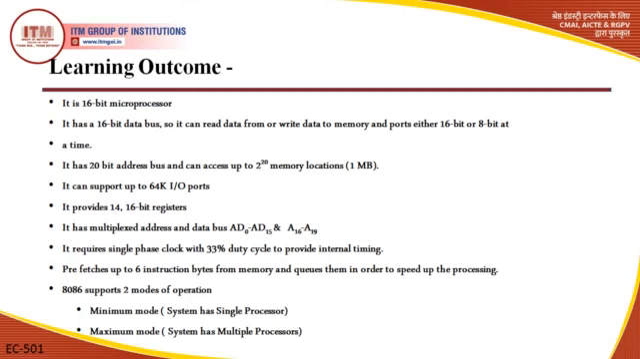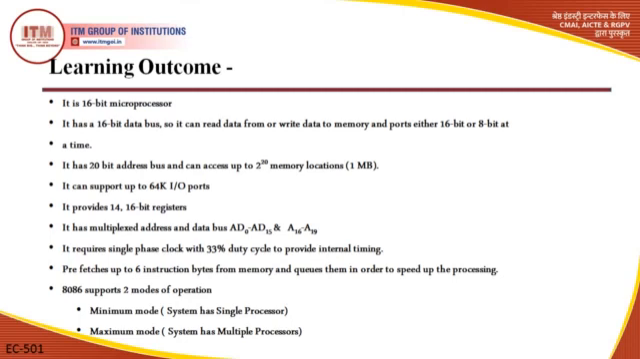8086 can support up to 2 to the power 16 IO ports, that is 65,536, or 64 kilobytes of IO ports. 8086 provides a total of 14 registers, each of length 16 bits.